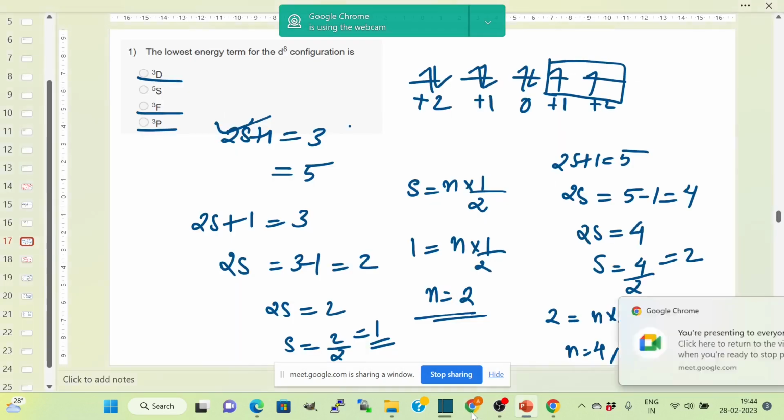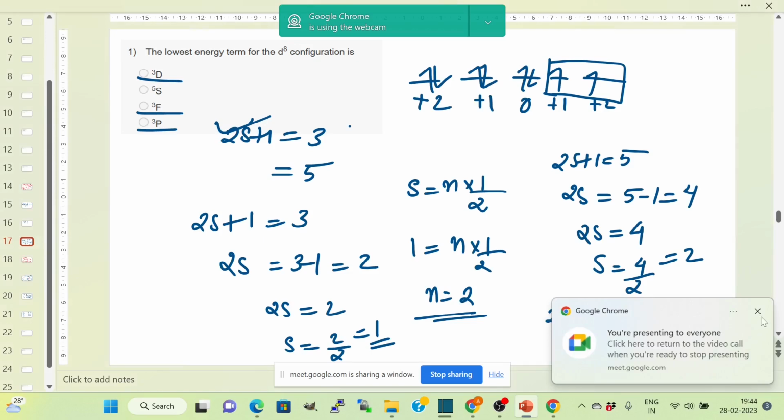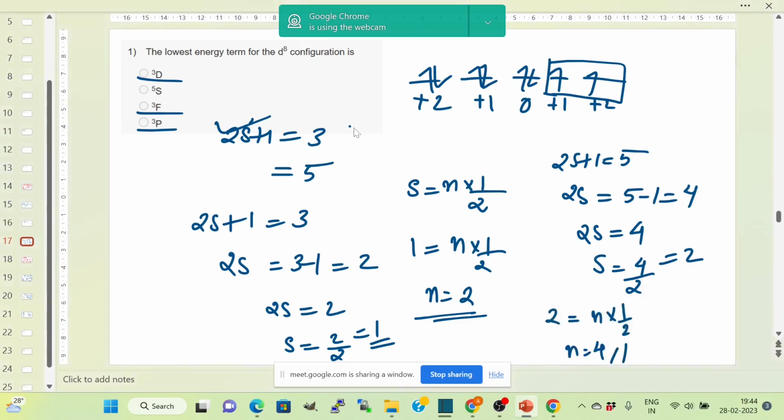Good. So, as you have rightly said, that is not possible because we have 8 electrons and we have 5 orbitals to fill. So somewhere we have to doubly occupy this. So there is no way to have 4 unpaired electrons. So this option will not be there because 2s plus 1 is equal to 5 is not possible. So we can eliminate that.